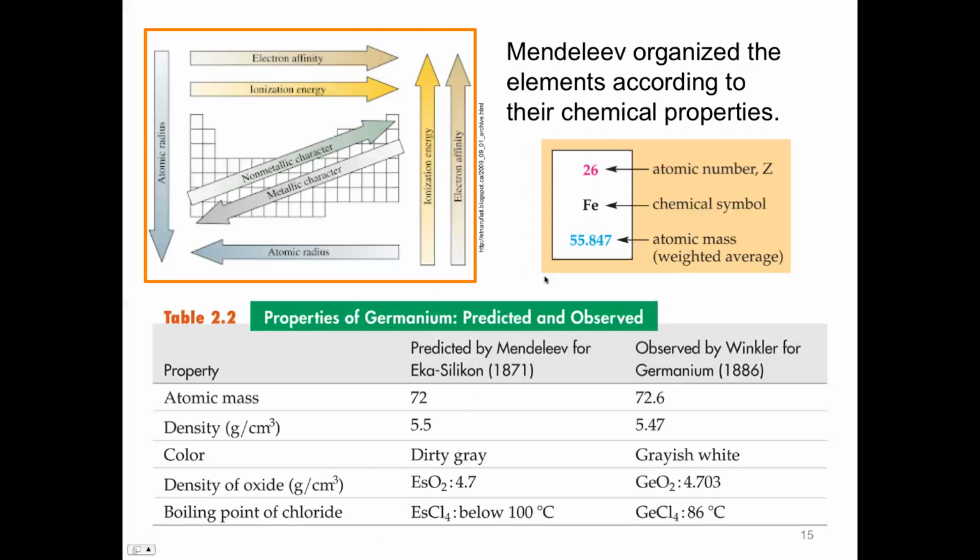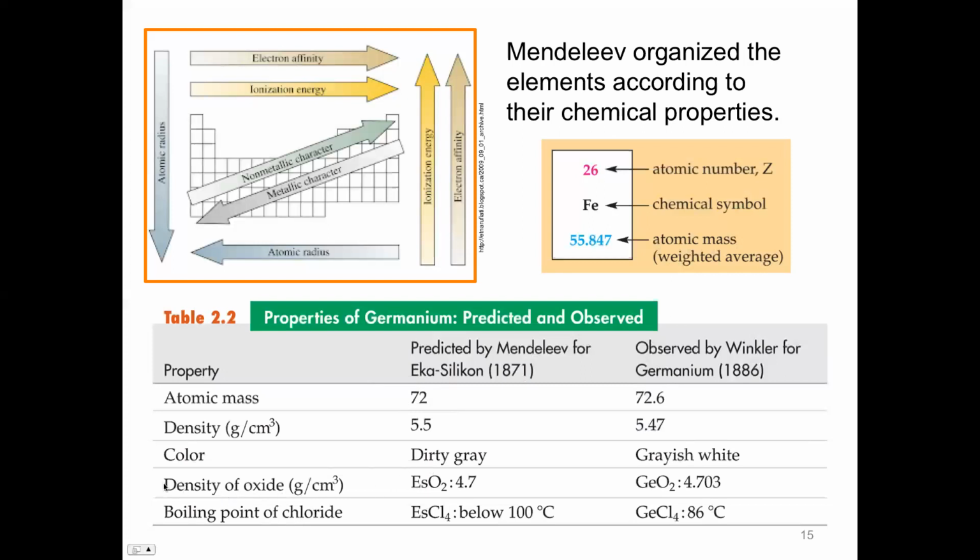And just so you can see an example, this is from your book. And remember, you have the e-text available to you. So say, for example, for germanium, he didn't call it that. A scientist named Winkler was credited with discovering that in 1886. But in 1871, Mendeleev predicted that there would be an element with an atomic mass of 72, said its density would be 5.5. He even predicted the color, so it had a dirty gray color.